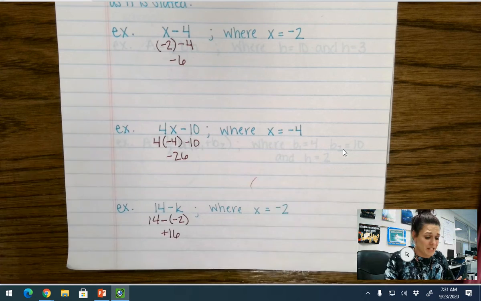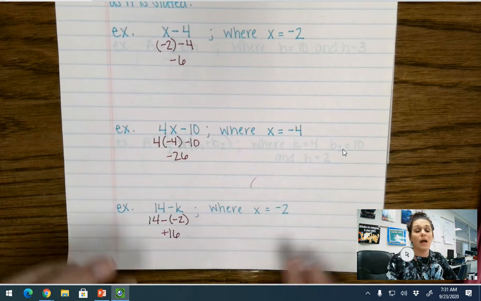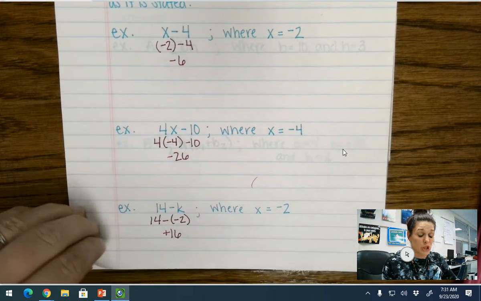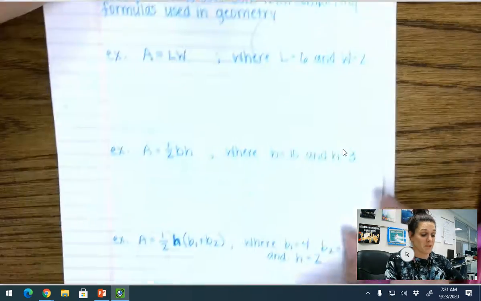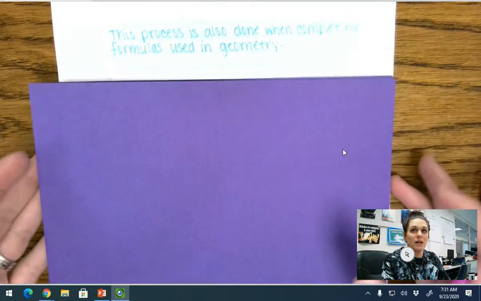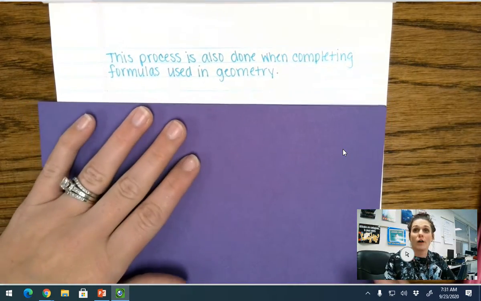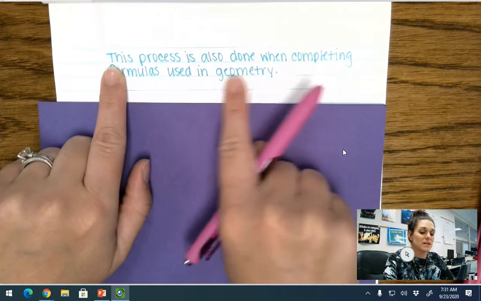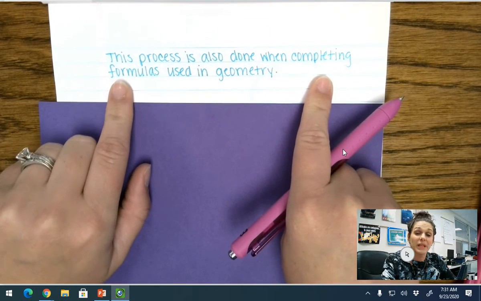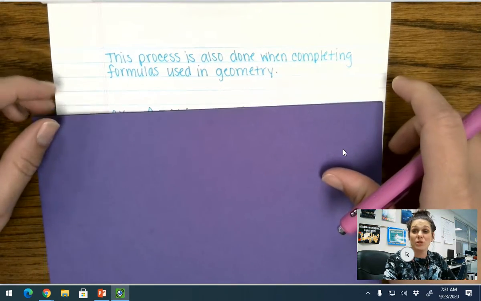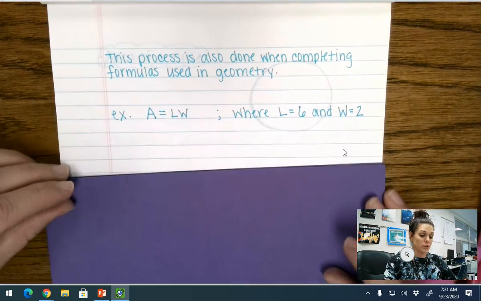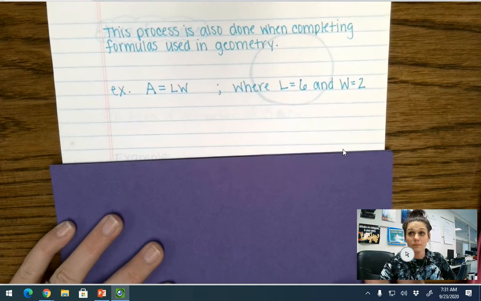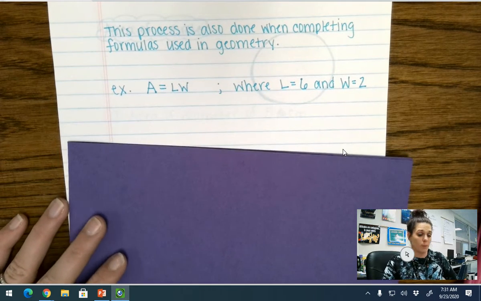This is fun. A lot of times this is really easy. But what we're going to be getting into is actual formulas of different geometric shapes. All right, so we need to practice doing what we just did, but looking at it in our formula way. So it says this process is also done when completing formulas in geometry. So I have 3 formulas for us right now for us to work through. So you're going to see this first formula. All right, and again, pause if you need more time with this.